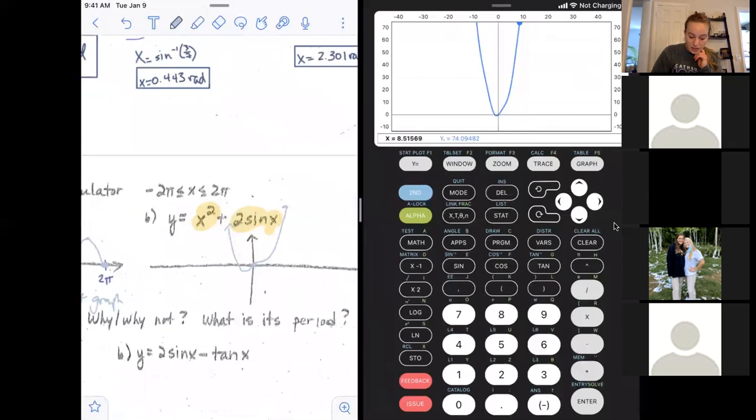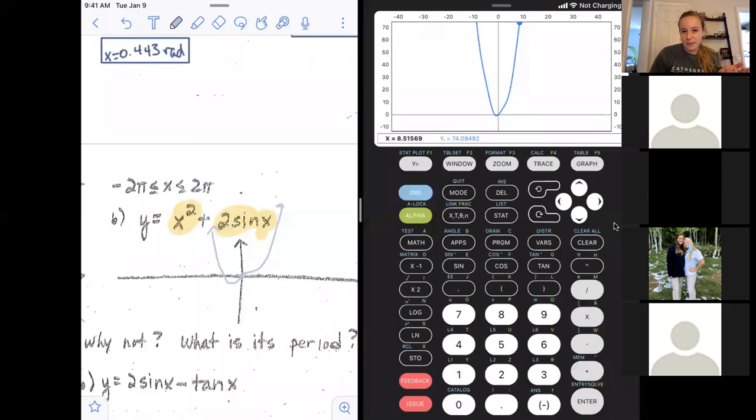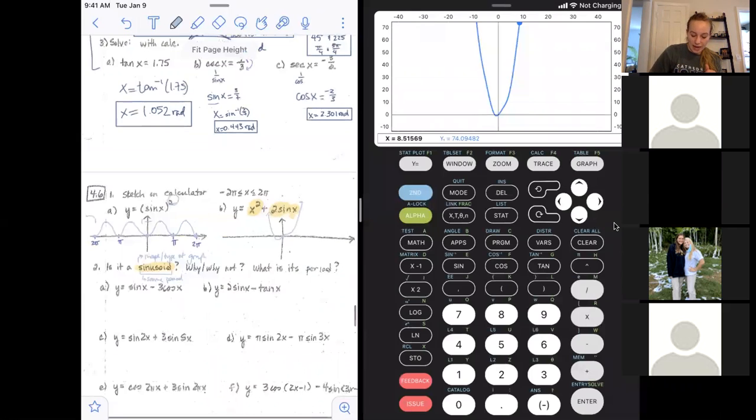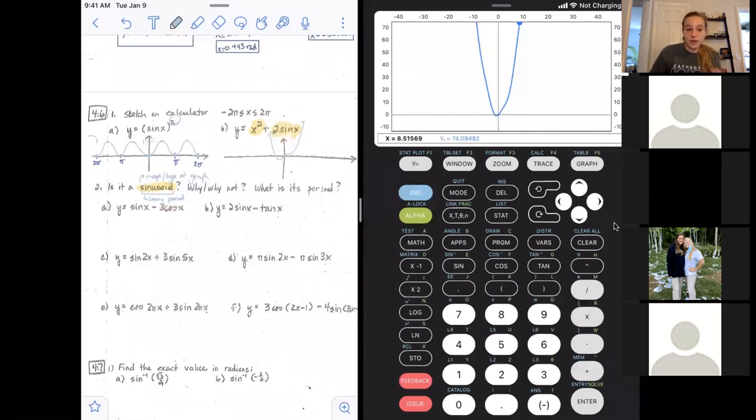If you go back and look at this, x squared, we've never talked about a period for x squared. It's just a parabola. It's just that shape. So that's why this doesn't look like a sine wave function, because x squared and then 2 sine x aren't the same period or horizontal distance or whatever you want to call it. So this one's not a sinusoid. And now instead of graphing the following, we're just going to decide whether their periods are the same or not.